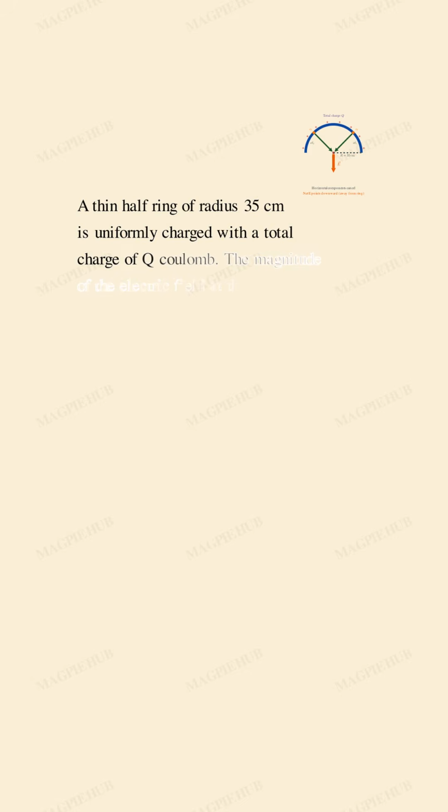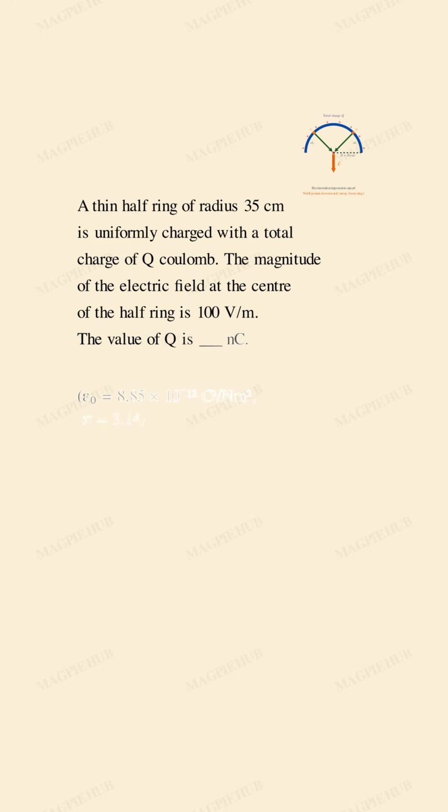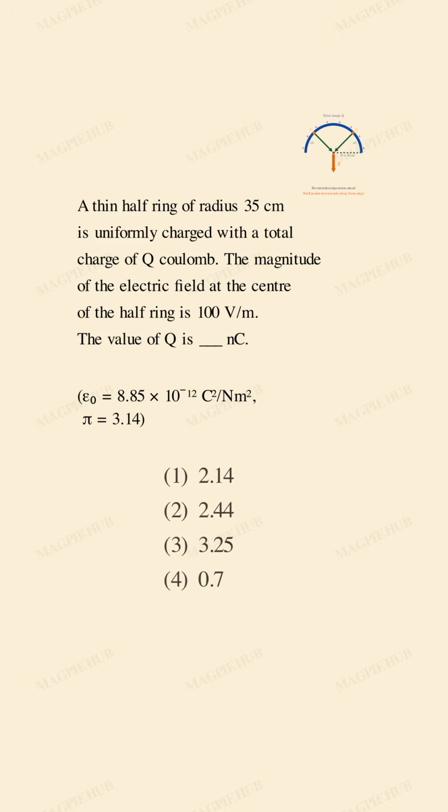A thin half ring of radius 35 centimeters is uniformly charged with a total charge of Q coulombs. If the magnitude of the electric field at the center of the half ring is 100 volts per meter, find the value of Q in nanocoulombs. Given epsilon naught equals 8.85 times 10 to the power minus 12 and pi equals 3.14.